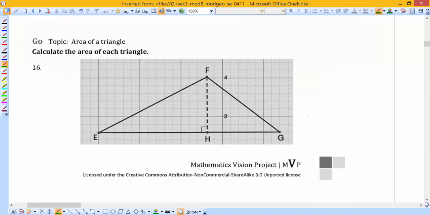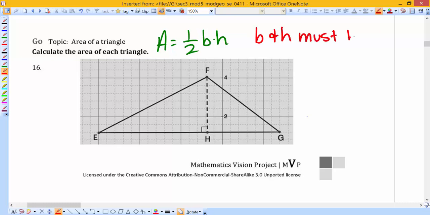All right, the go. The go seems relatively easy. Area of a triangle. Area of a triangle is 1/2 of the base times height. Well, that seems relatively easy. You need to identify the base and you need to identify the height. Please do not forget, your base and your height must be perpendicular to each other.